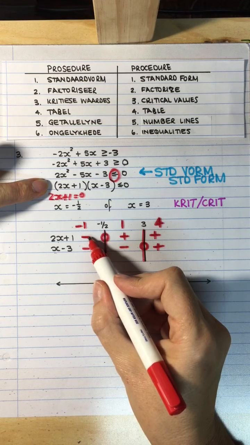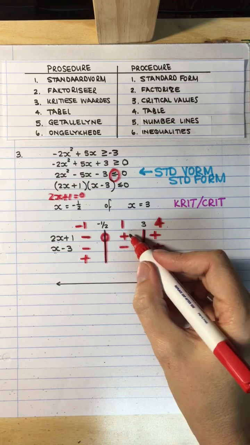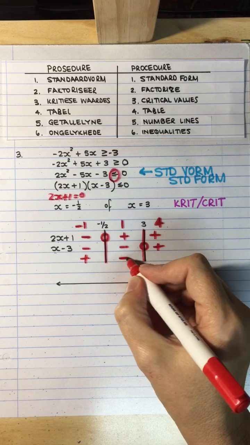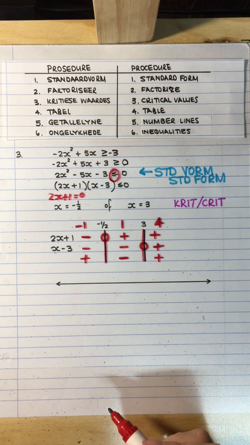So if I multiply negative by negative, I will get a positive answer. A positive and a negative will give a negative, and a positive will be positive.